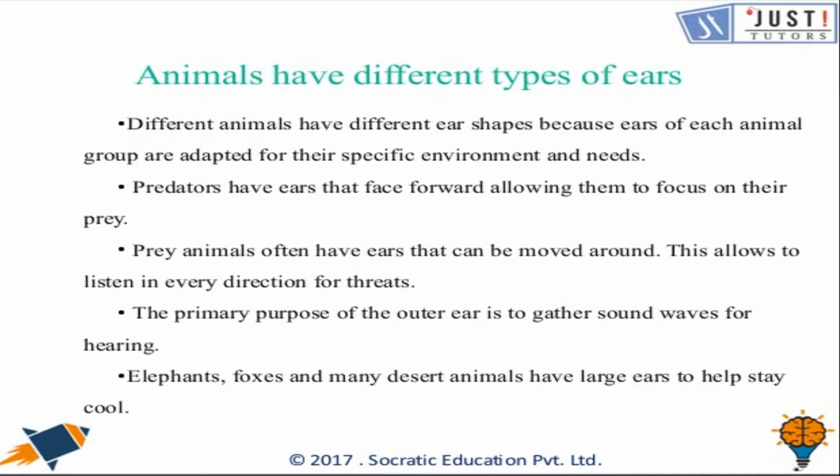Let's move forward and talk about different types of ears we have in animals. Different kinds of animals have different types of ears because the ears of each animal group are adapted for their specific environment and needs. For example, prey animals often have ears that can be moved around, and this allows them to listen in every direction for threats.